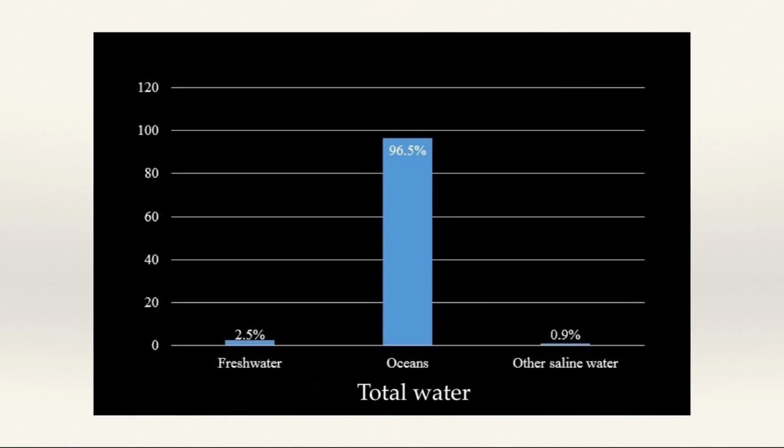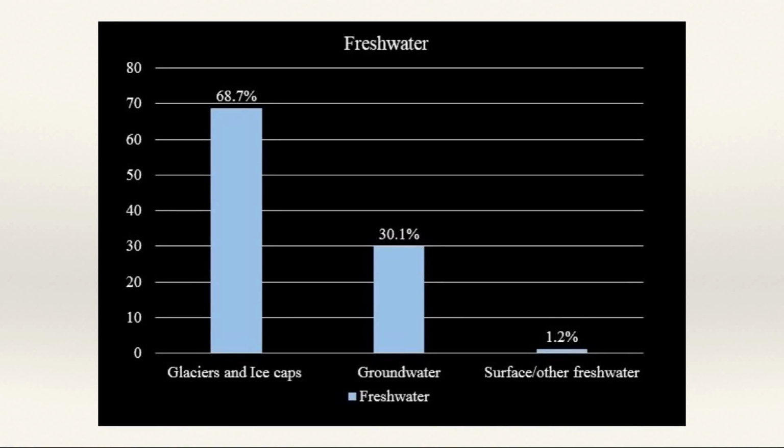Now if there is 100% of the water, then out of that 96.5% is saline water in the ocean. Roughly 1%, or 0.9%, is other saline water, which is saline but not in the ocean. Now what is saline? When the salt concentration is roughly 35 parts per thousand. Okay. So now fresh water is 2.5%. And out of this 2.5%, 68% is in glaciers and ice caps, while 30% is in groundwater and 1.2% is surface or other waters.